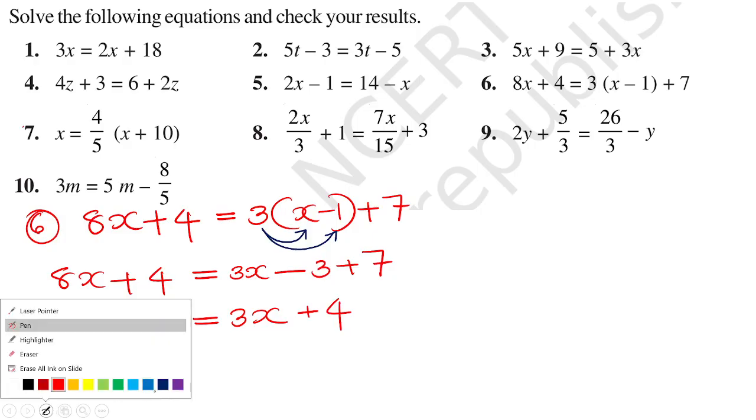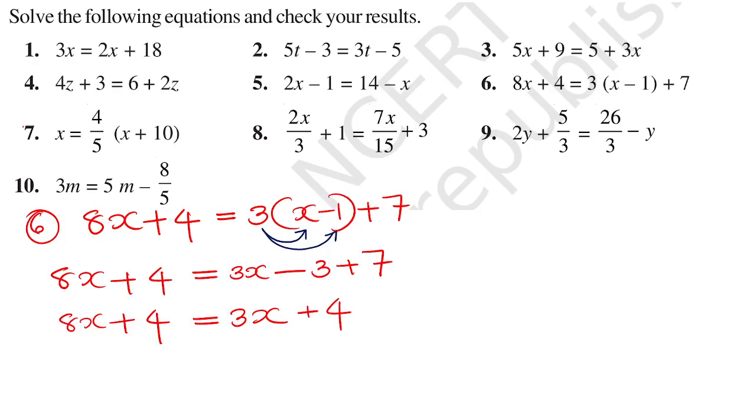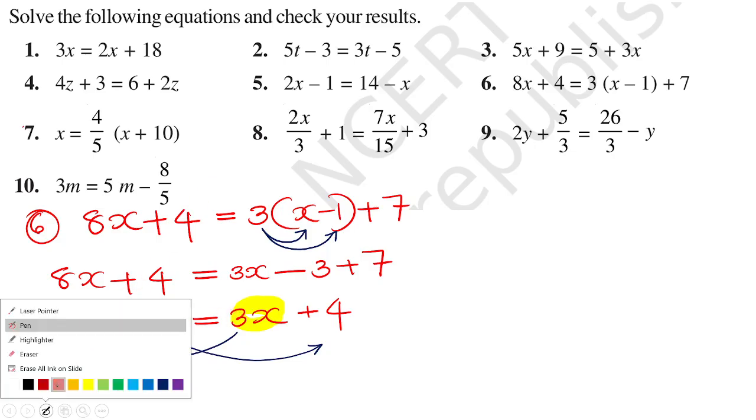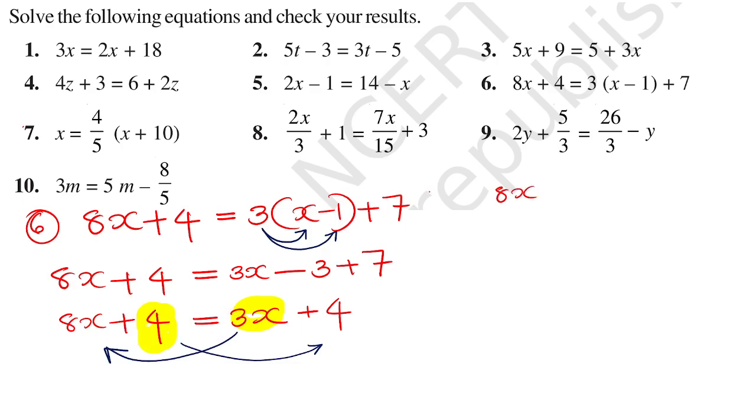As I told you, the variable should be sent to the left side. The 3x is taken to this side, and this number is taken to the other side. 8x minus 3x, the left side becomes 5x.